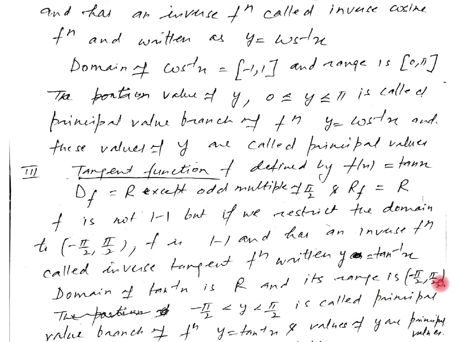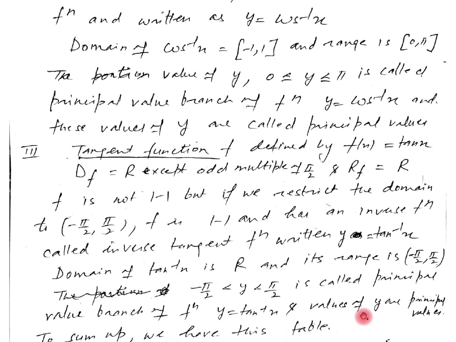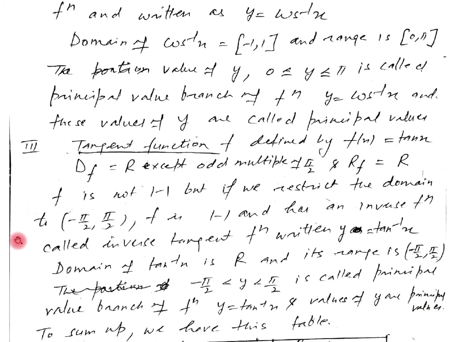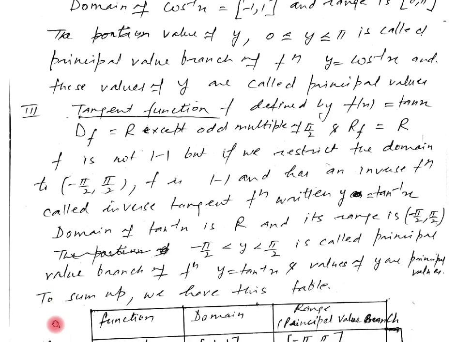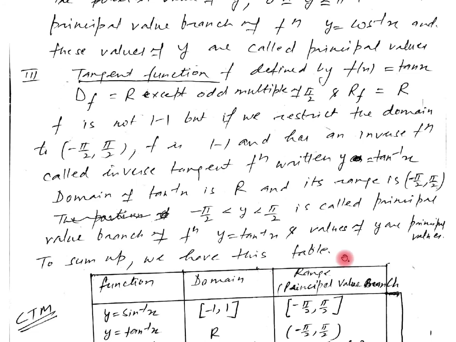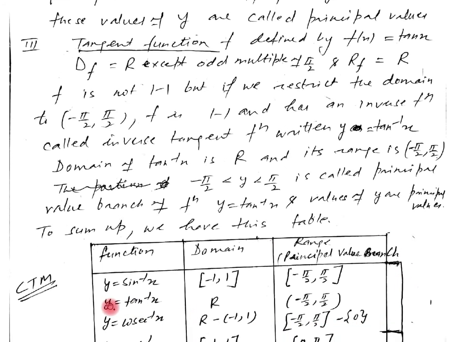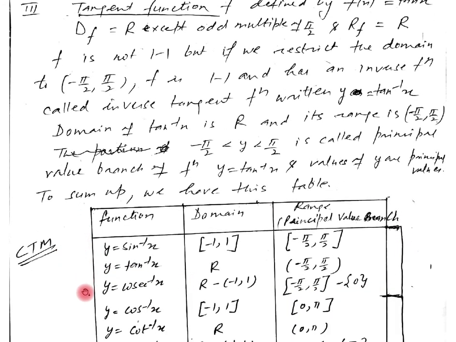The value of y lying in this range is known as the principal value of the tan inverse function, and the values of y are called principal values. Moreover, we just brief the whole of this into a table that we have to memorize. Only this table is needed in the trigonometrical inverse functions. The earlier portion that I explained is just the introduction to where inverse trigonometrical functions arise.